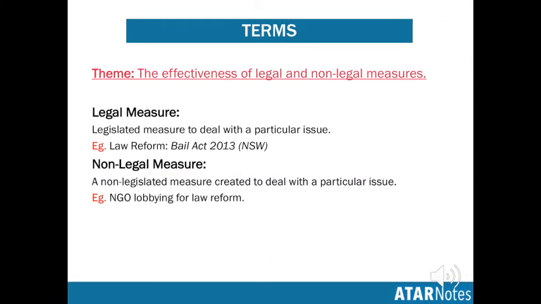The effectiveness of legal and non-legal measures is the last theme and challenge for the crime syllabus. I know it gets confusing sometimes when you have a legal measure that is supported by a non-legal measure, back and forth, and it becomes difficult to separate the two and work out which is which. Most importantly, you can just look at a legal measure: is there legislation for it? If it is mandated in legislation, it is a legal measure, and a non-legal measure is non-legislated.